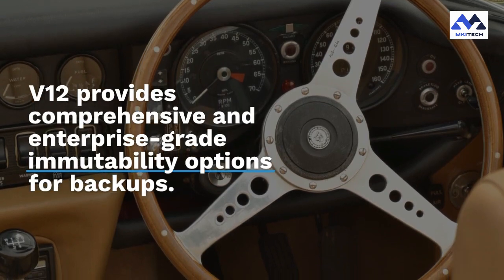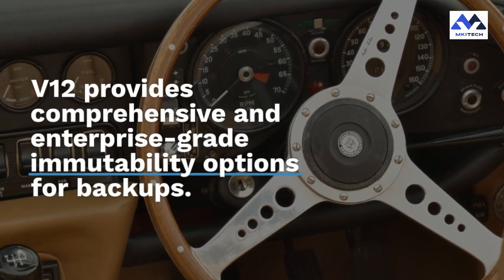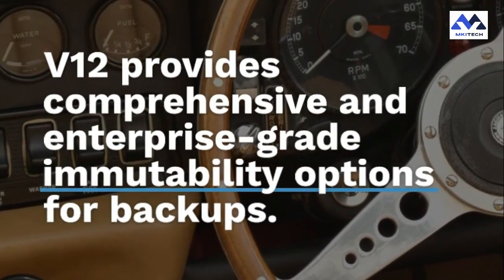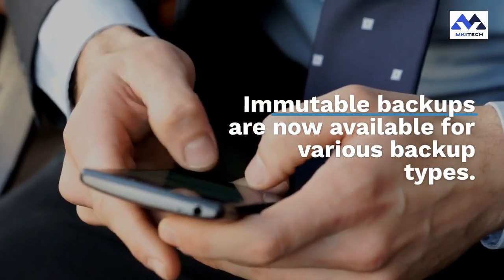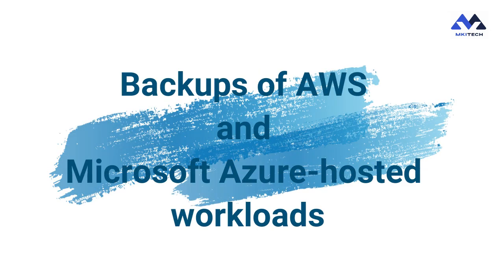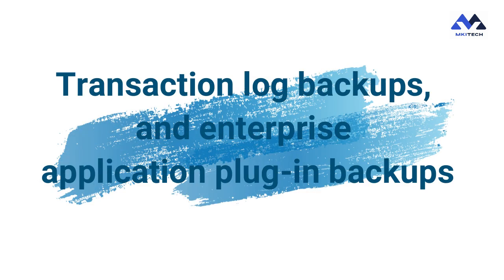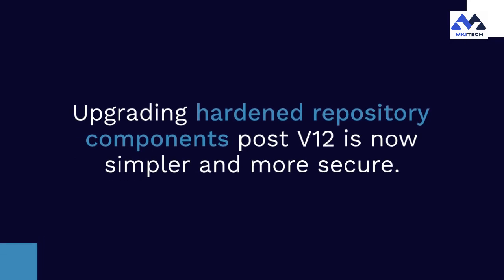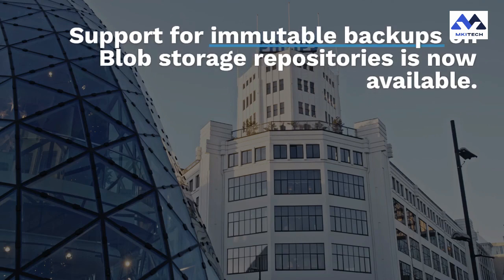Moving on to trusted immutability. V12 provides comprehensive and enterprise-grade immutability options for backups, ensuring that your backups can always be restored after a cyber attack. Immutable backups are now available for image-level backups, NAS backups, standalone agent backups, backups of AWS and Microsoft Azure-hosted workloads, transaction log backups, and enterprise application plugin backups. Hardened repository improvements have also been made, making repository management simpler and more secure. Immutability for more backup types.